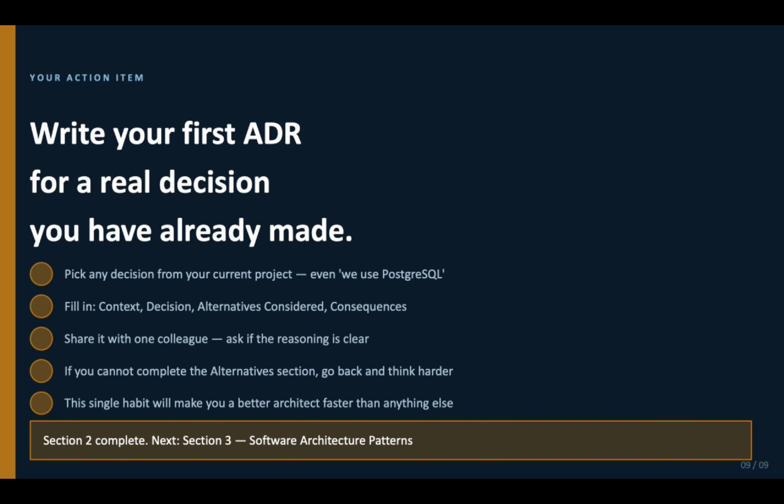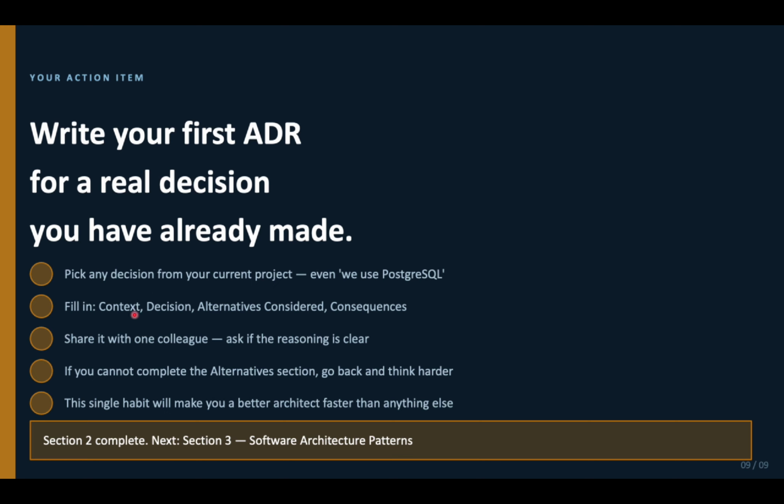Alright, now it's your turn, and here is your action item, and I'm going to be direct with you. This one is not optional. Go to your current project right now today and pick any architecture decision that was already made. It does not have to be a big one. It could be as simple as we chose PostgreSQL as our database. That counts, right? Now write an ADR for it.